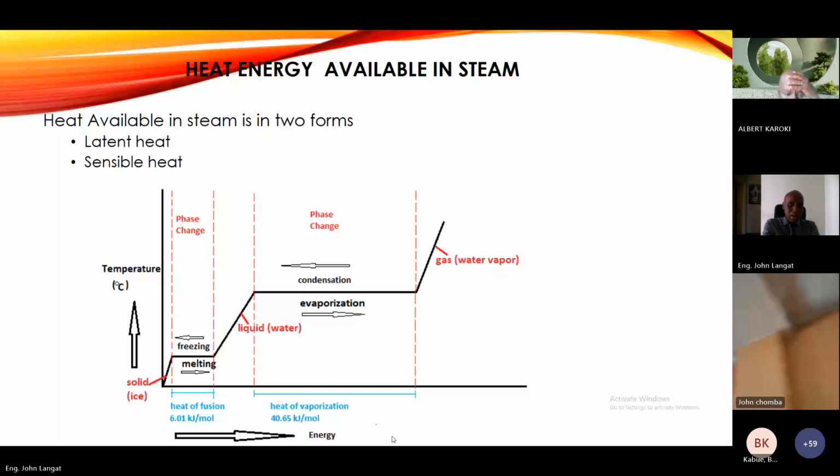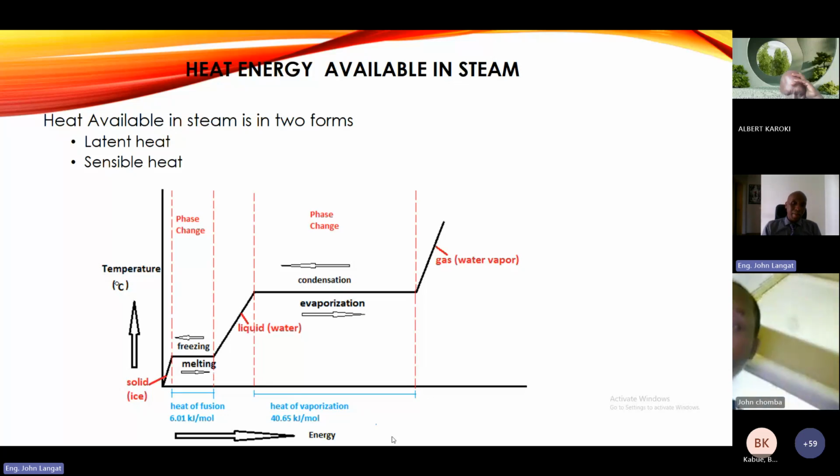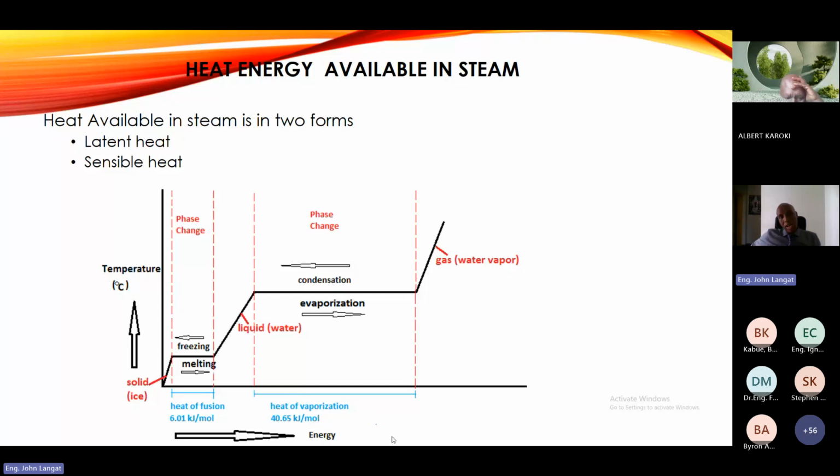And basically on the vertical, we have the temperature. Then on the horizontal, we have energy. And this is the behavior of steam as it transforms from solid state, that is ice, to liquid state, that is water, then to steam or gas or water vapor. There's something that is called latent heat and sensible heat. And the latent heat is what we'll focus on here because that's what is in the steam table.